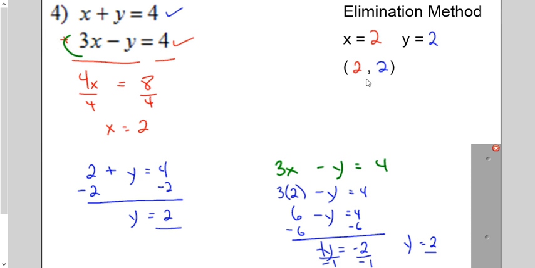And I assure you, if we take these two values and plug them into both equations, it does make a true statement, because 2 plus 2 is 4. 6 minus 2 is 4 also. So we know that it's the correct solution, and it really doesn't matter which equation you substitute them into. You still get y equals 2.